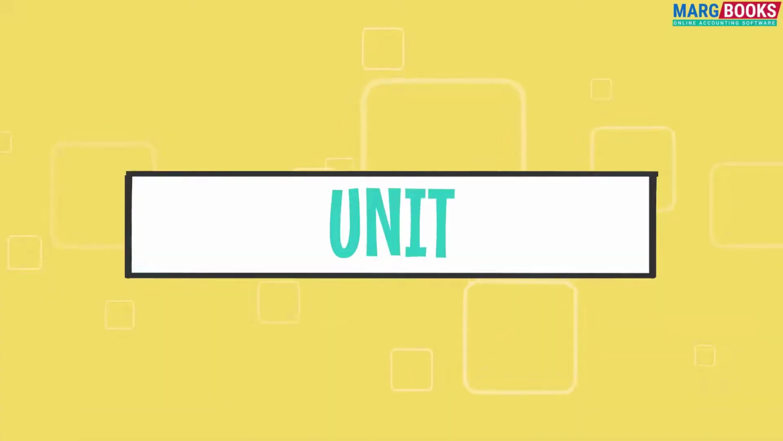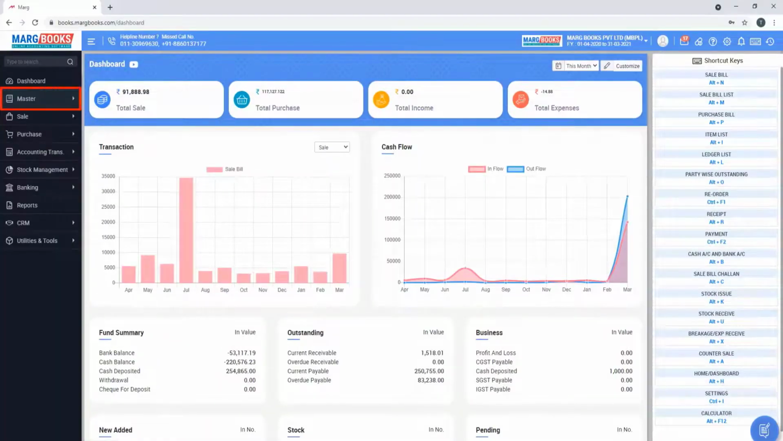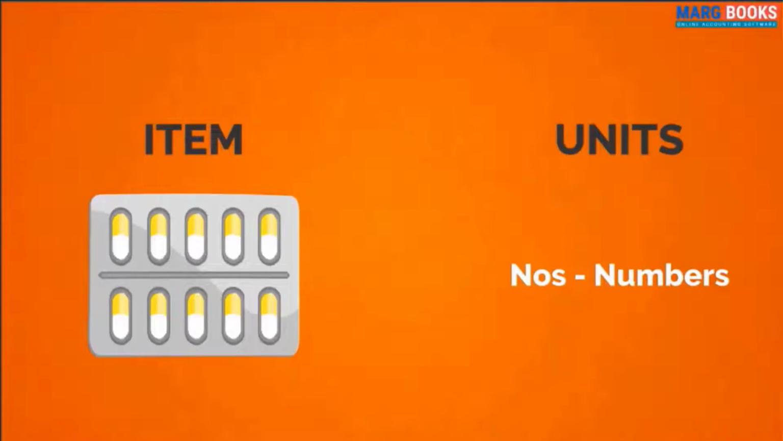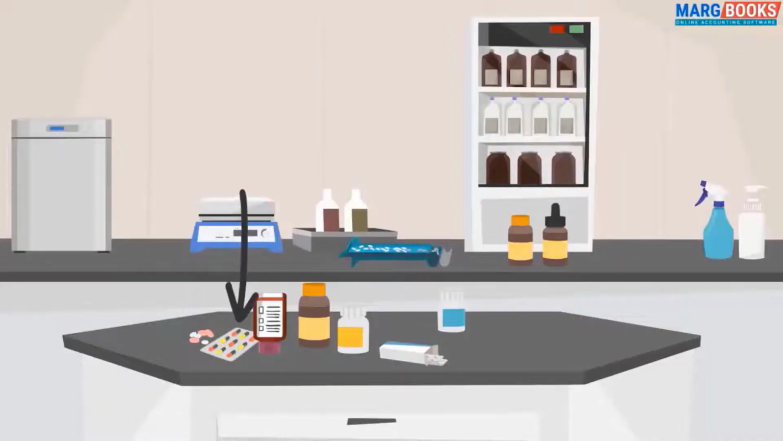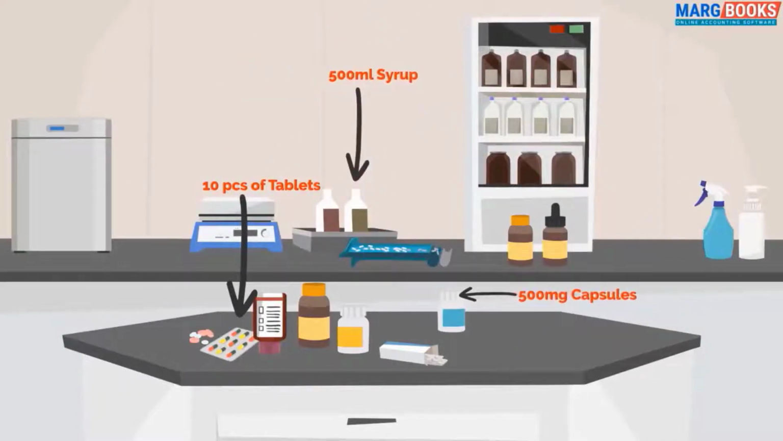Unit creation. Let us come and learn to create unit in Marg Books. For this, you will go to Masters, then to Inventory Master, and then click on Unit. Here, the unit list will be shown to you where you can see many units have been already created. Now, like you purchase medicine, then you purchase it in numbers, so that numbers are units here. Similarly, you buy a bottle of syrup, so that bottle is unit here. So in this way, whatever items you purchase and in whichever unit they are being measured, like pieces, milliliters, milligrams, etc. They are called as units.